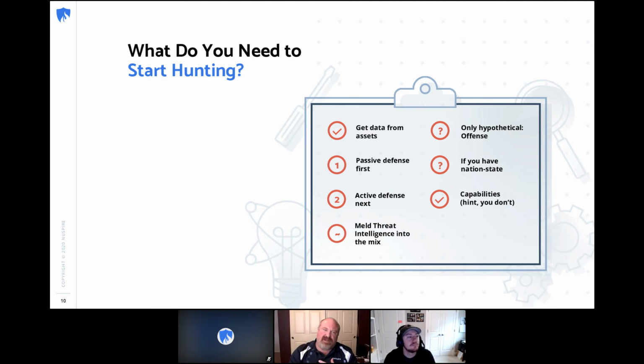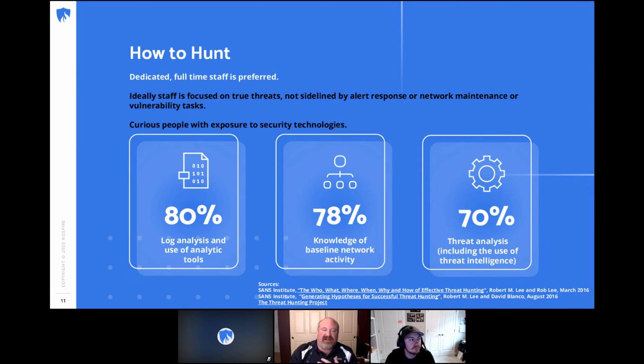So real quick, when you think about this from starting to hunt, this is how to hunt. And I'd love to get your perspective here, Steve-O: it really requires dedicated full-time staff, right? It's really preferred. Because if they can get good at hunting and looking for the things that the technology overlooks, this is where we can bring to bear the people aspect to hunt things down versus just relying on technology.